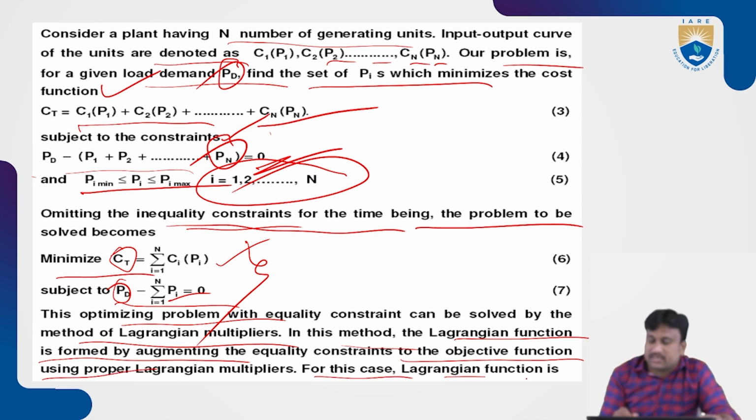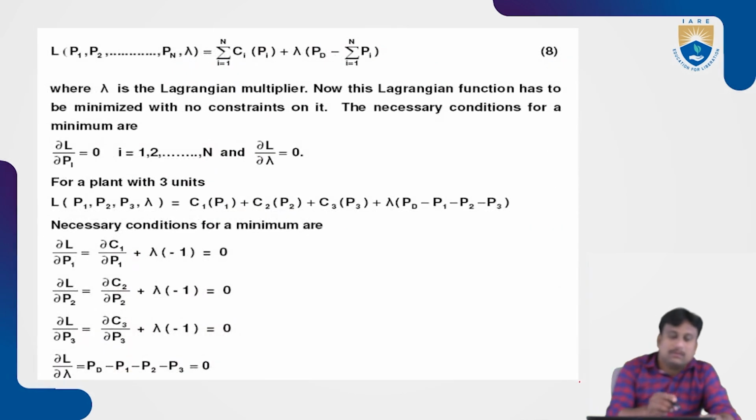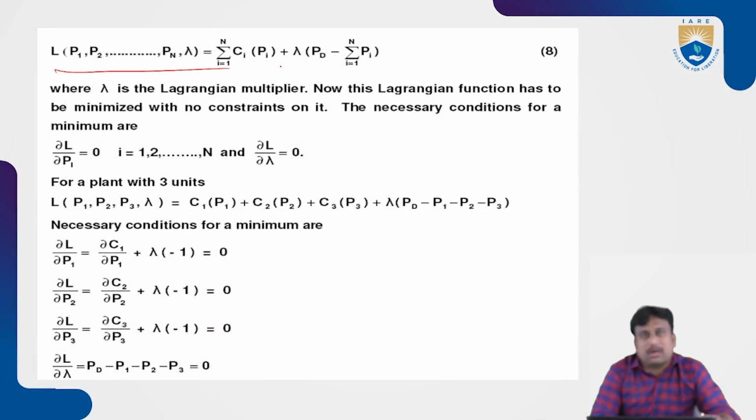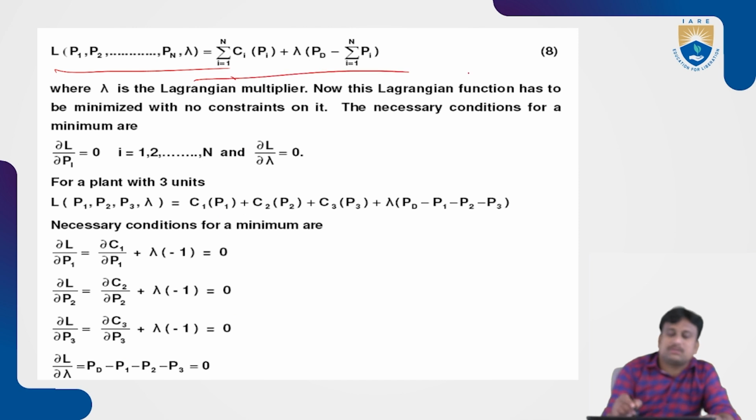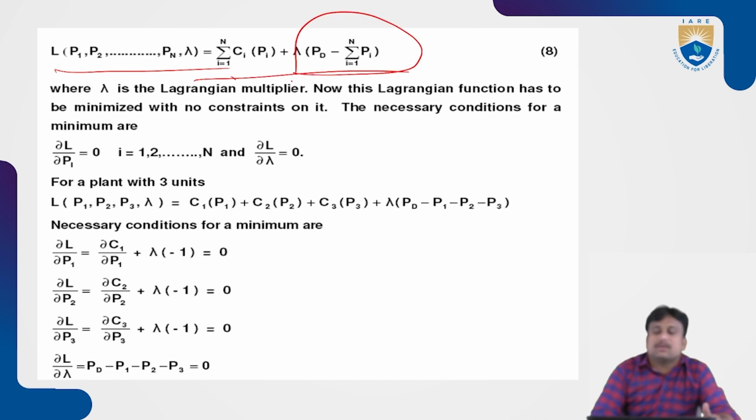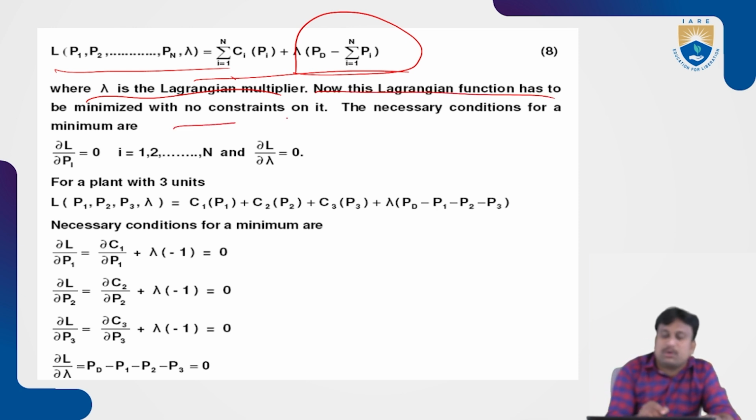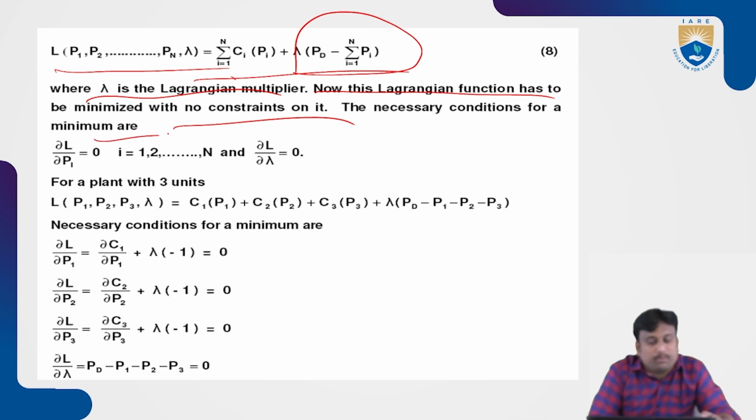For this case, the Lagrangian function can be written as L of P1, P2, up to Pn, lambda, which equals summation i equals 1 to n Ci Pi plus lambda times Pd minus summation i equals 1 to n Pi, where lambda is the Lagrangian multiplier. Now this Lagrangian function has to be minimized with no constraints on it. The necessary conditions for minimum are dou L by dou Pi equals 0, i equals 1, 2, up to n, and dou L by dou lambda equals 0.